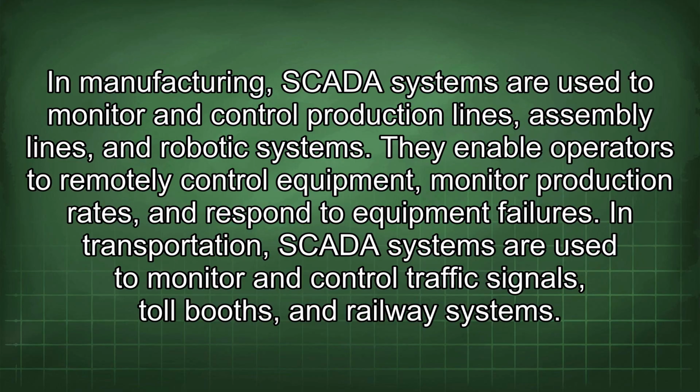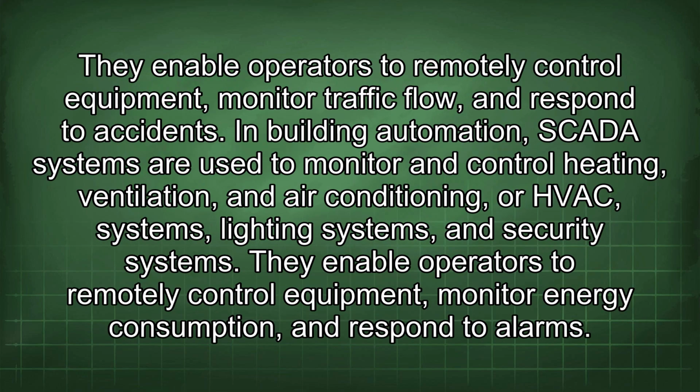In transportation, SCADA systems are used to monitor and control traffic signals, toll booths, and railway systems. They enable operators to remotely control equipment, monitor traffic flow, and respond to accidents. In building automation, SCADA systems are used to monitor and control heating, ventilation, and air conditioning, or HVAC systems, lighting systems, and security systems. They enable operators to remotely control equipment, monitor energy consumption, and respond to alarms.